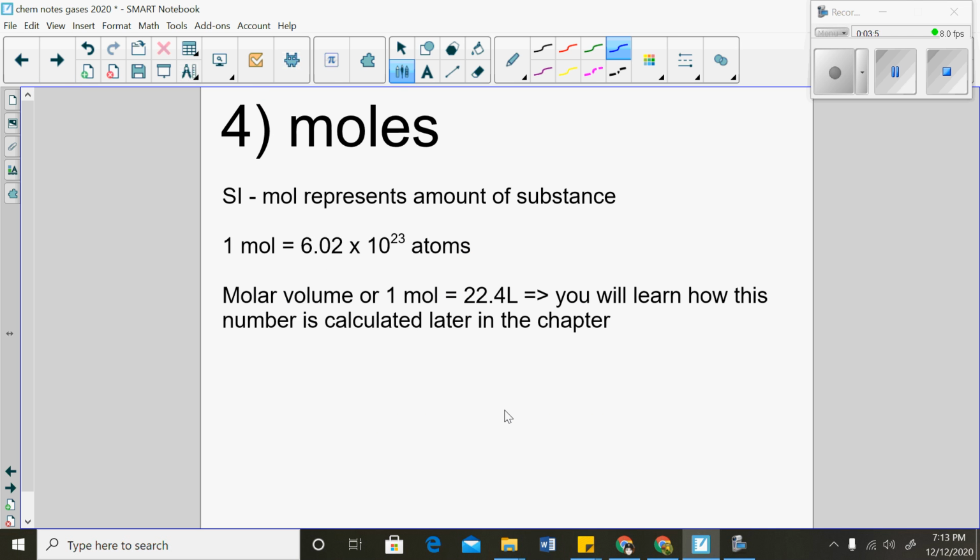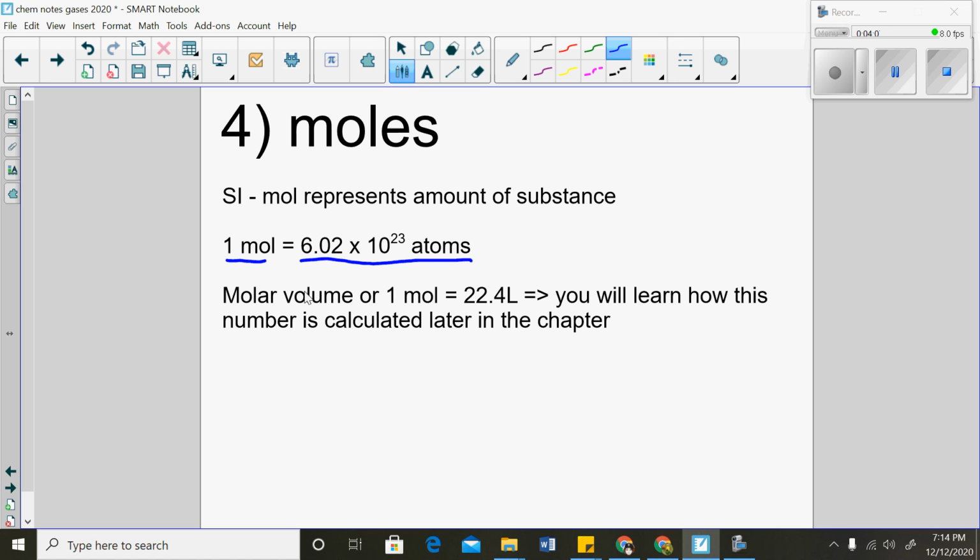All right, and our last unit is moles. So this is an SI unit itself. The mole represents the amount of a substance. So I hope this looks familiar from semester 1. 1 mole equals 6.02 times 10 to the 23rd atoms.